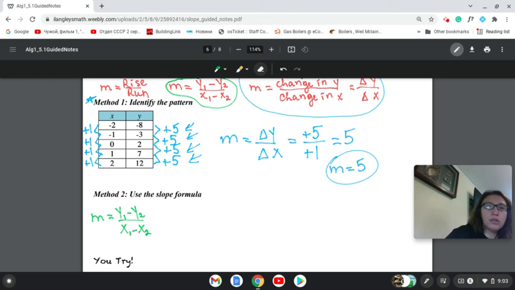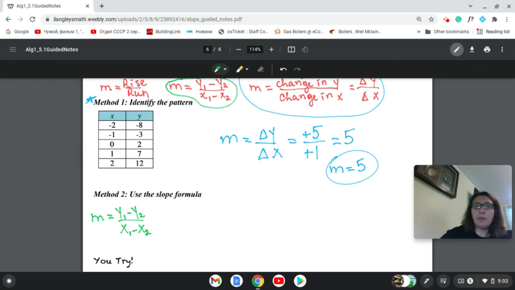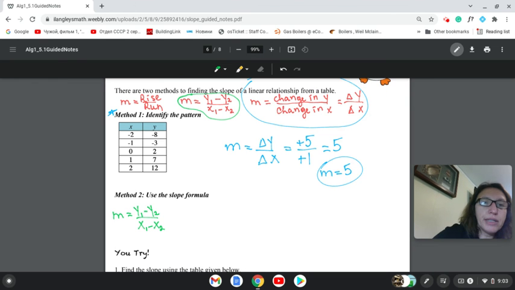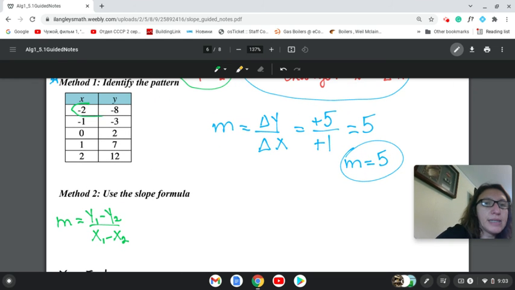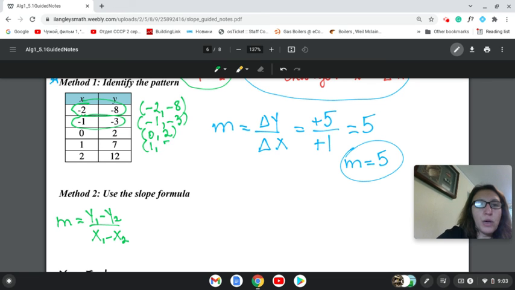So I'm going to erase this a little bit. So I'm working with absolutely the same table, but this time I'm using the slope formula, and it's going to be in green. Okay, so I'm looking at the table. This is 1 point, right? Like the way we're looking at it, x and y. This basically means -2, -8. This means if I put it in ordered pair form, -1, -3, this translates to 0, 2, this translates to 1, 7, and this translates to 2, 12.